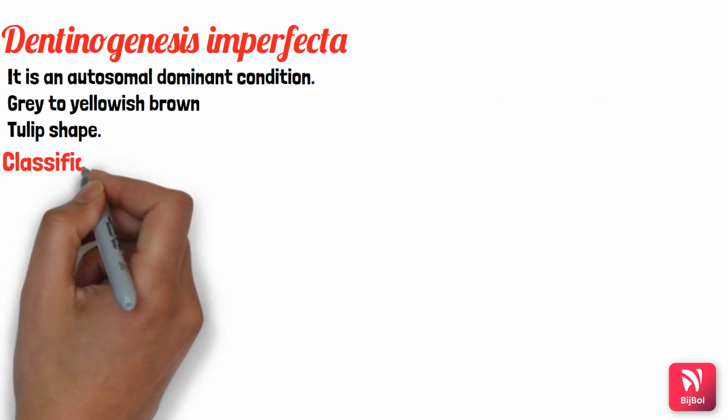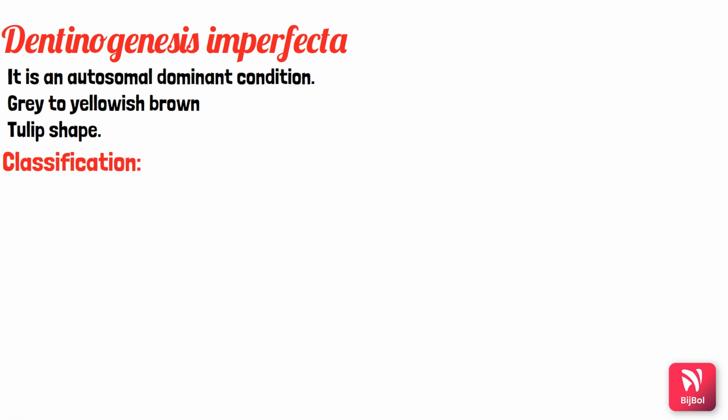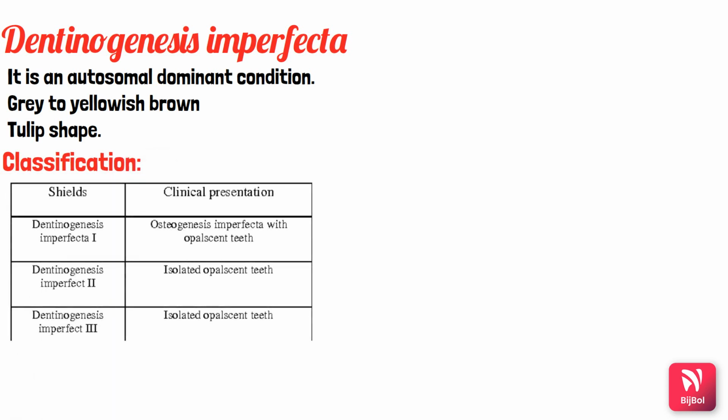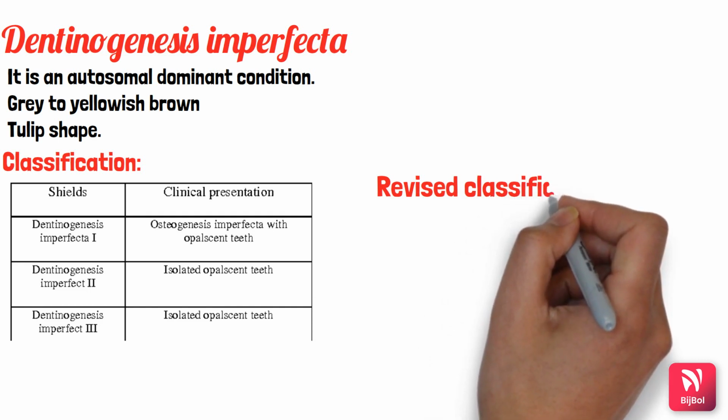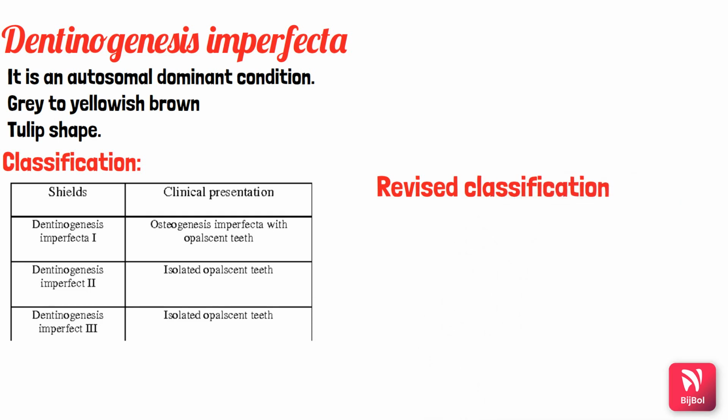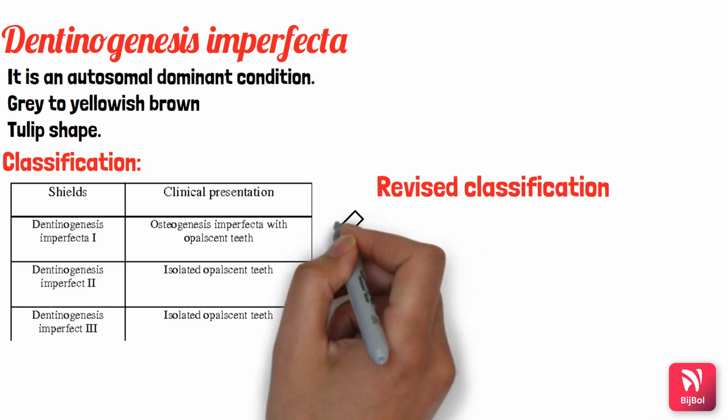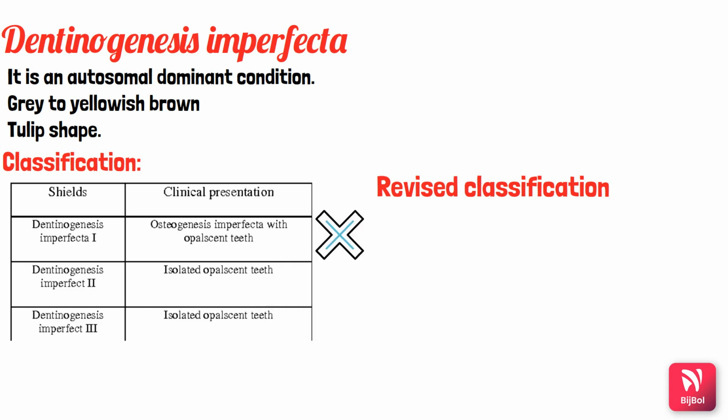Going on to the classification of dentinogenesis imperfecta, the first classification was given by Shields, who divided this condition into three types, type 1, 2 and 3, where type 1 represents the association of dentinogenesis imperfecta with a systemic condition called osteogenesis imperfecta, and the rest two represent isolated opalescent teeth. But later this classification was revised. Why? Because it has been proved that dentinogenesis imperfecta is an isolated condition and is not associated with any systemic condition like osteogenesis imperfecta. So type 1 of Shields is removed.